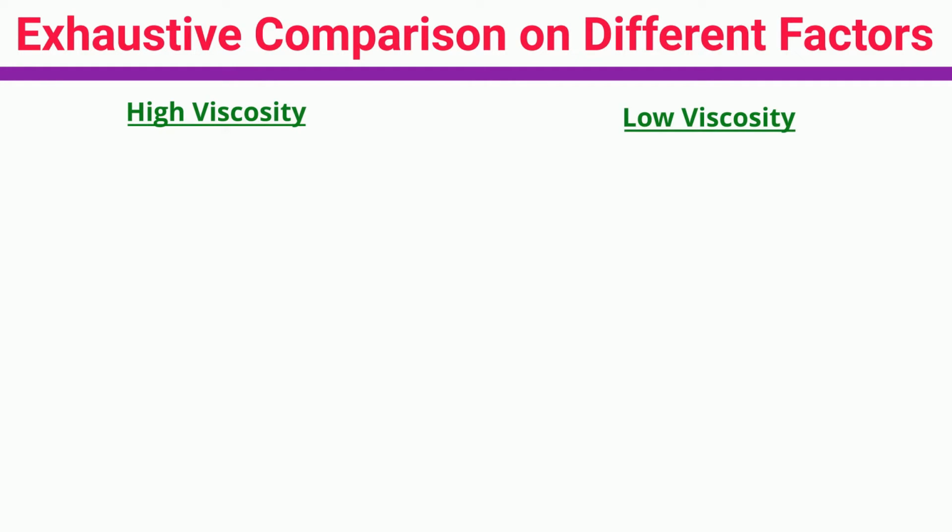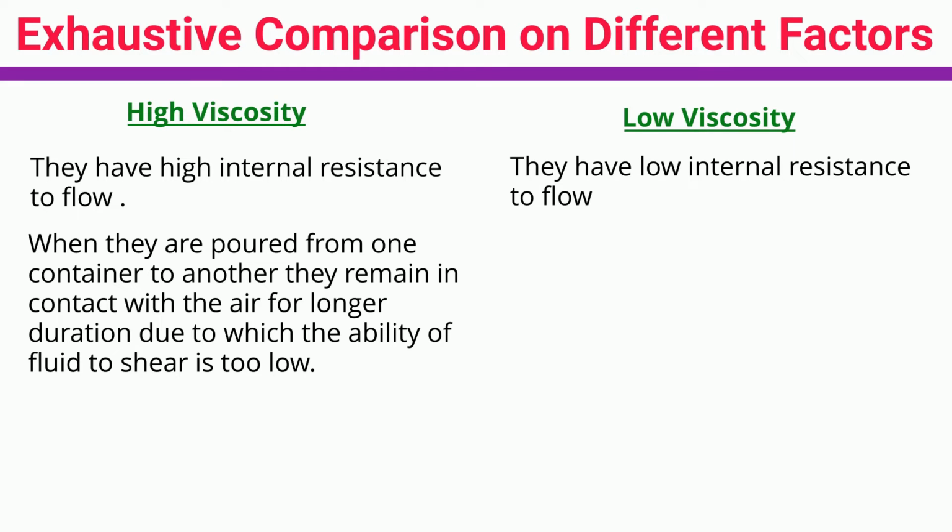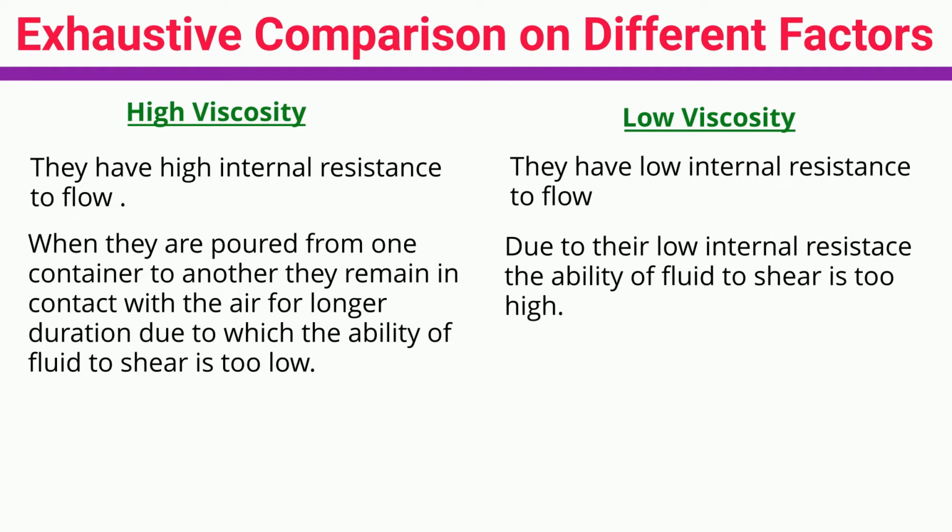High viscosity fluids have high internal resistance to flow. Low viscosity fluids have low internal resistance to flow. When high viscosity fluids are poured from one container to another, they remain in contact with the air for a longer duration, due to which the ability of the fluid to shear is too low. Due to low internal resistance, the ability of low viscosity fluids to shear is too high.